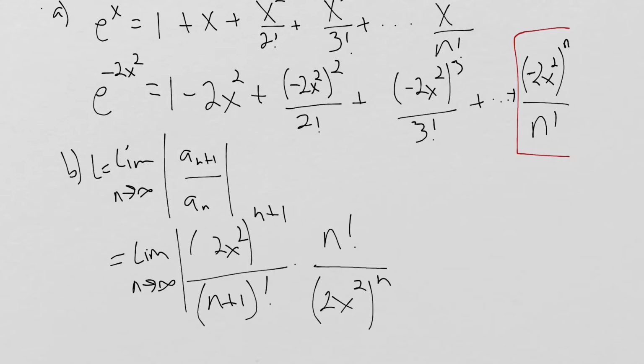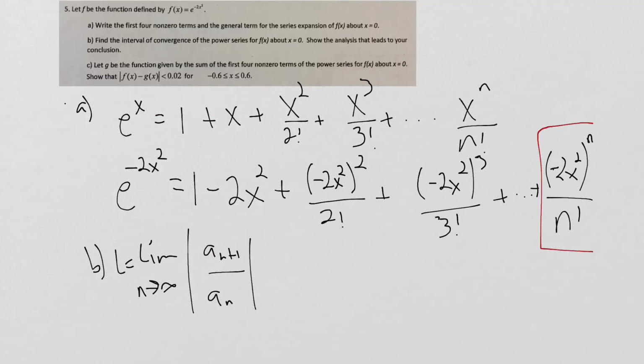You could, if you want, have simplified this a little bit, but you might wind up simplifying something and then having to undo that simplification later. So I actually prefer to leave things in this. So for the second part here, for part B, they asked me to find the interval of convergence.